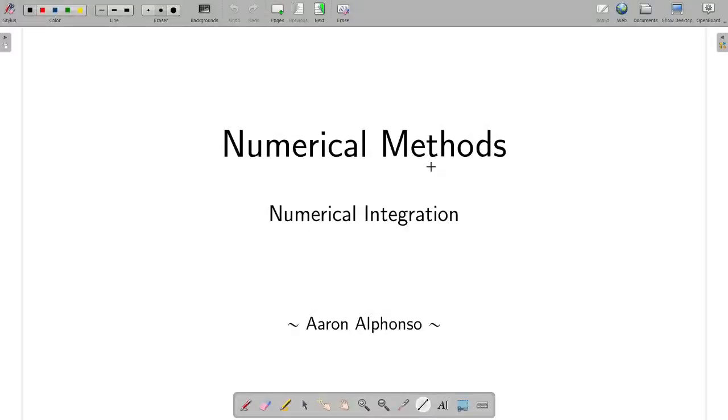Hello everyone. So in this session, we will start with a new topic, which is numerical integration.